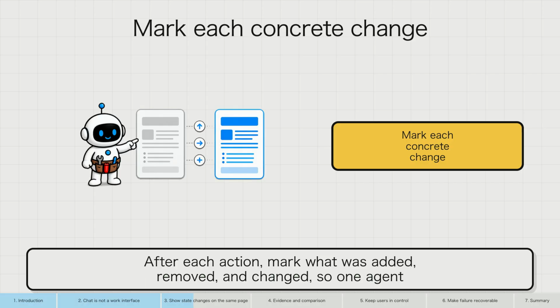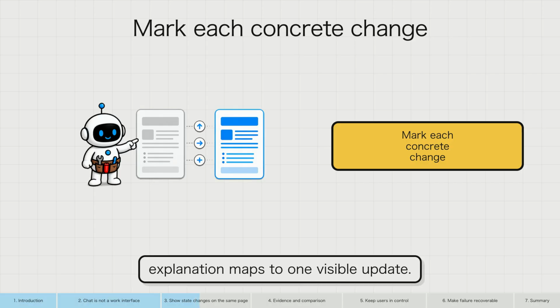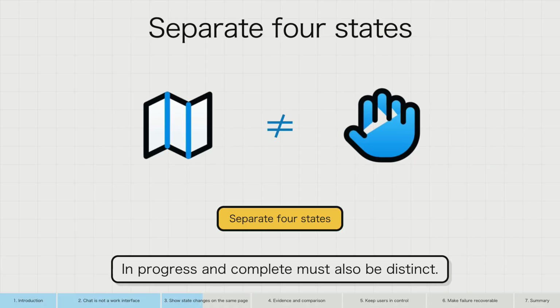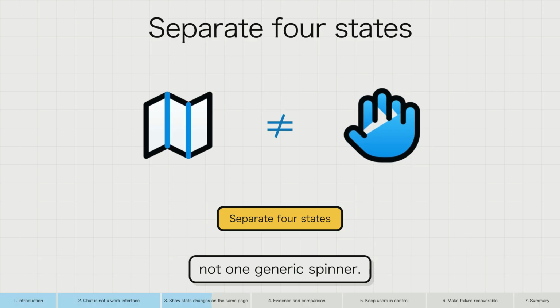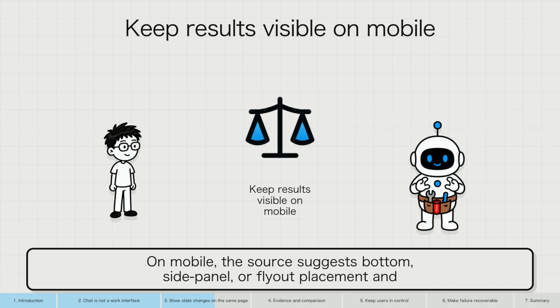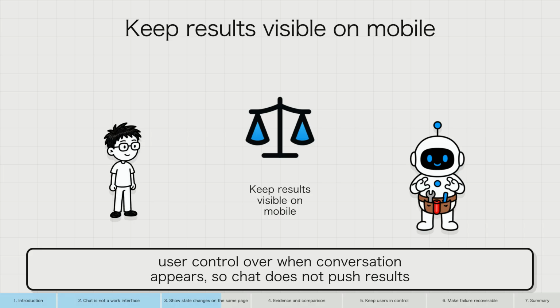After each action, mark what was added, removed, and changed, so one agent explanation maps to one visible update. In progress and complete must also be distinct. Started, waiting for input, failed, and accepted are 4 different states, not one generic spinner. On mobile, the source suggests bottom, side panel, or flyout placement and user control over when conversation appears, so chat does not push results away.